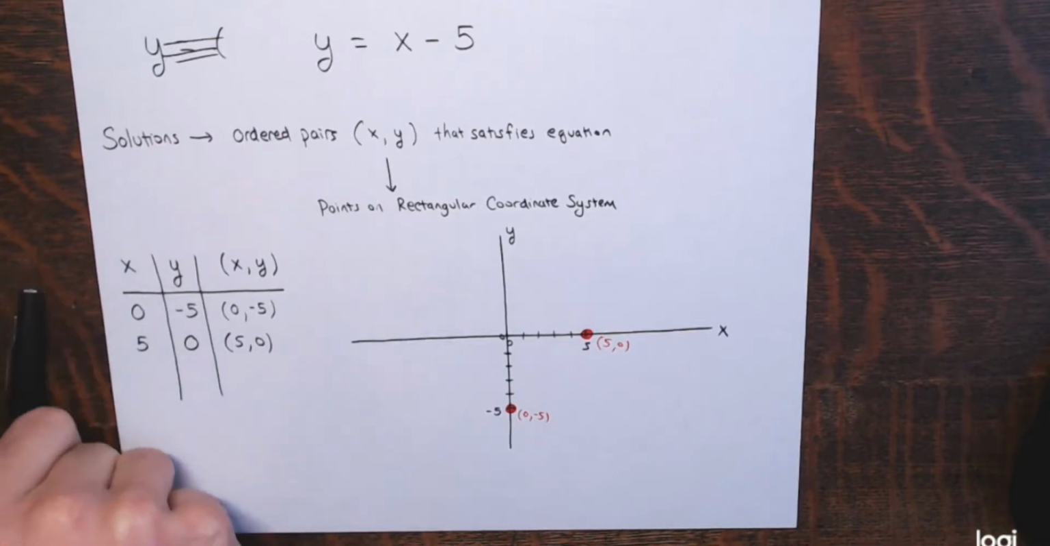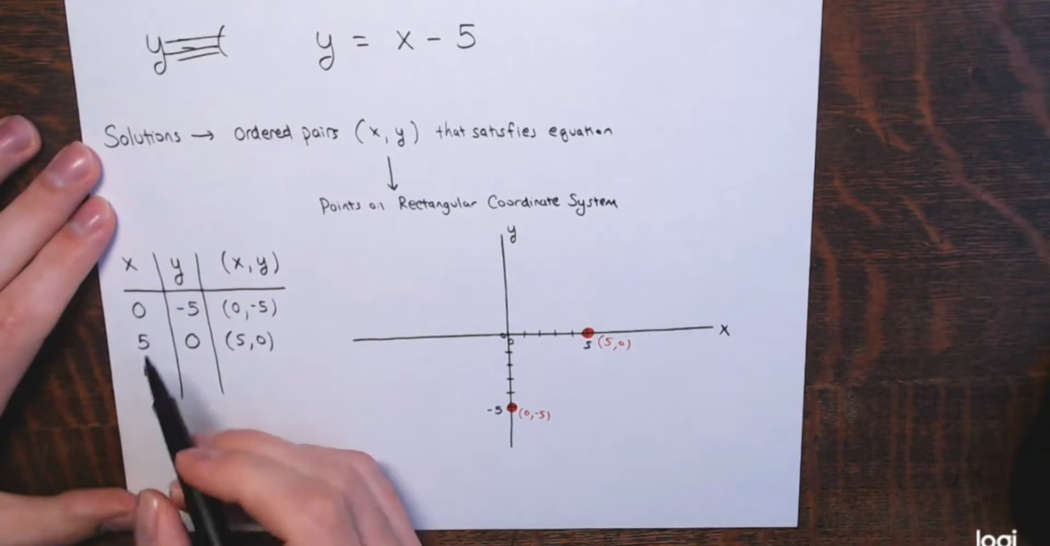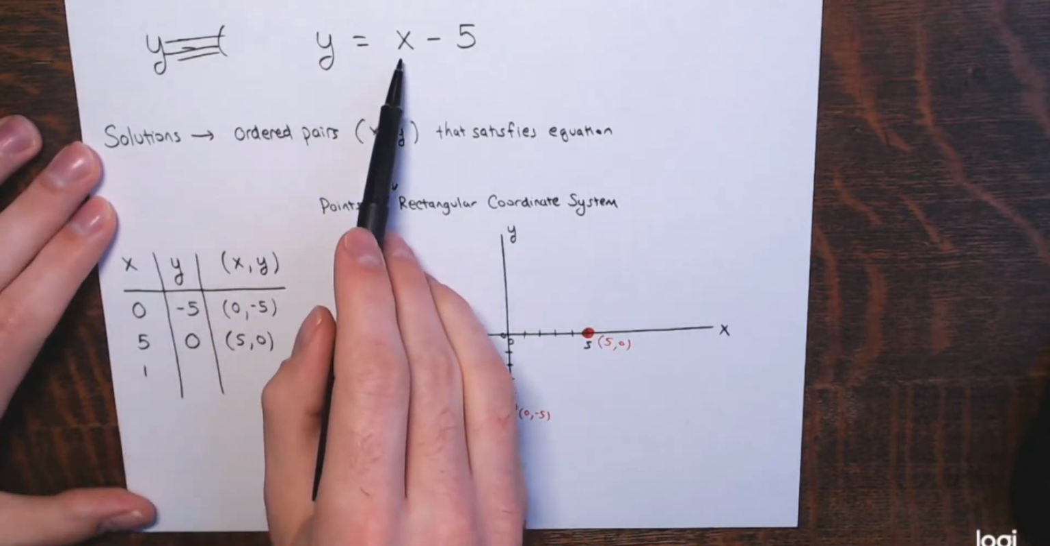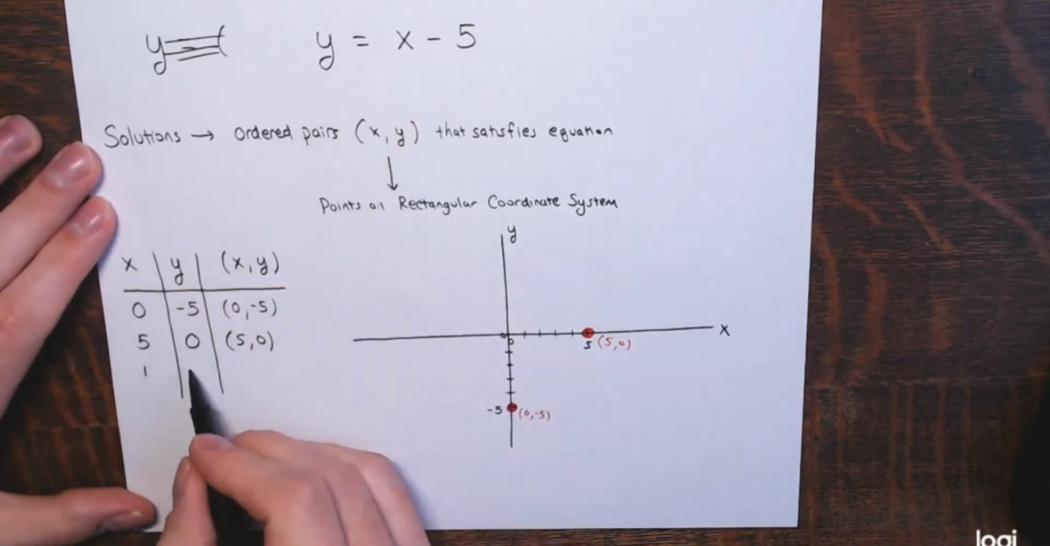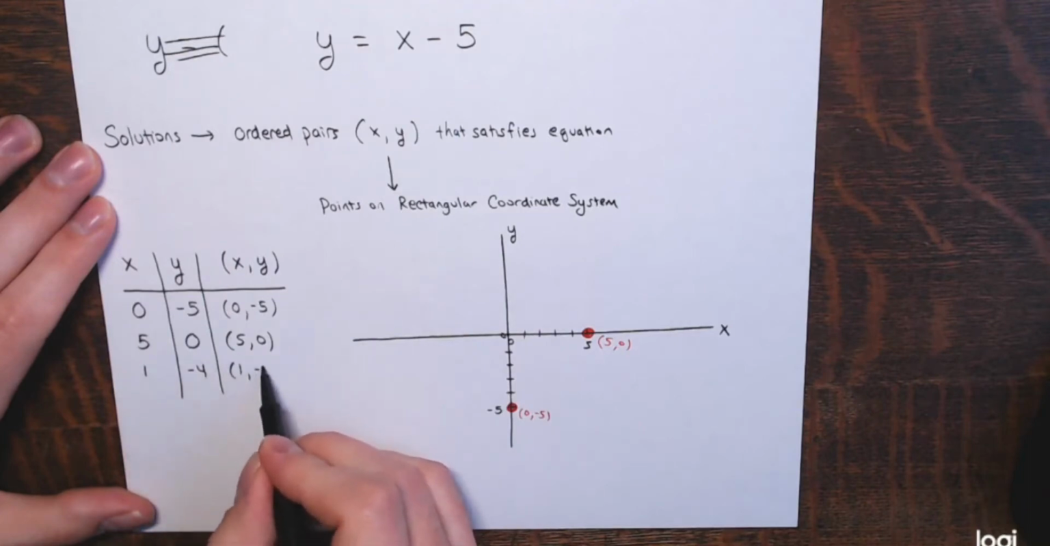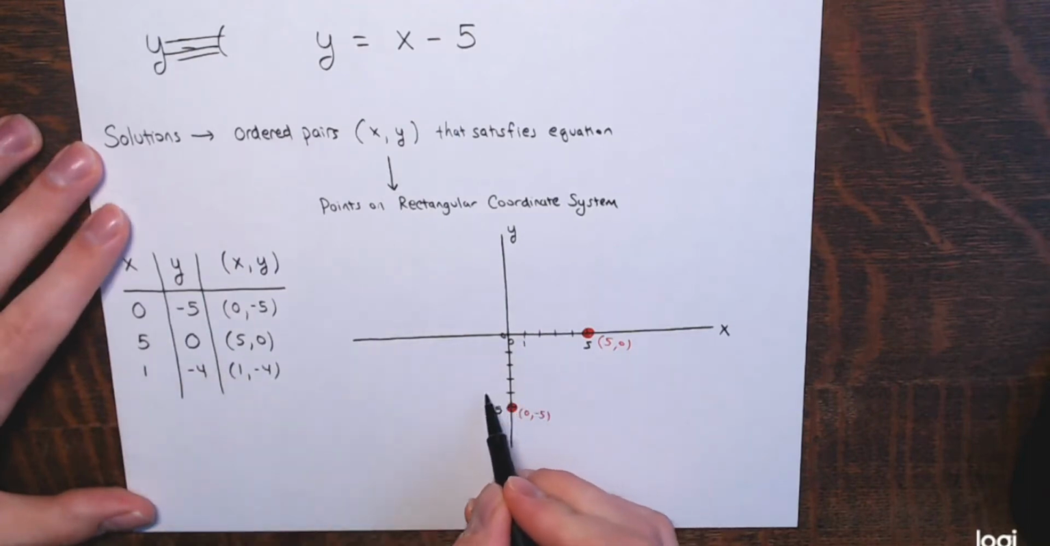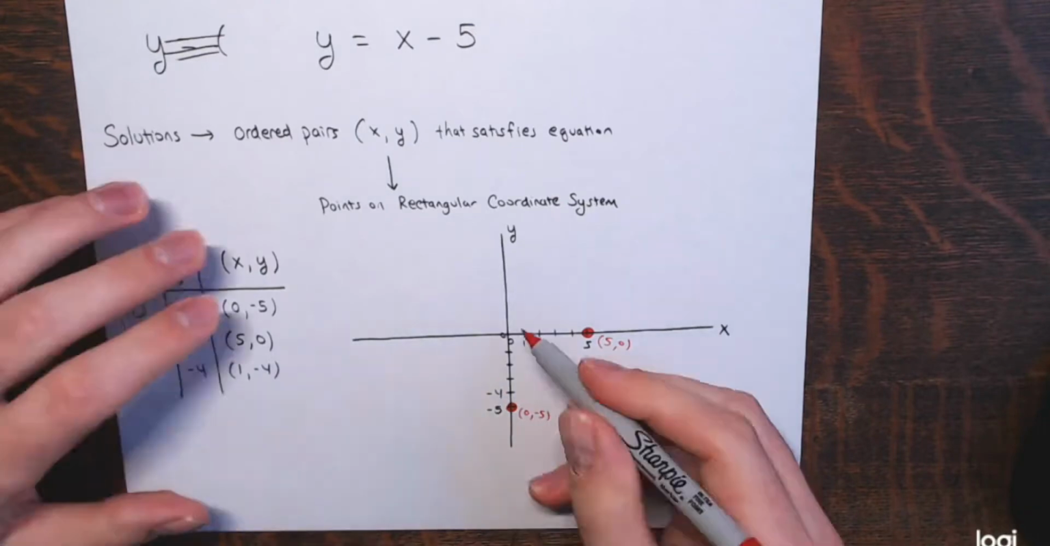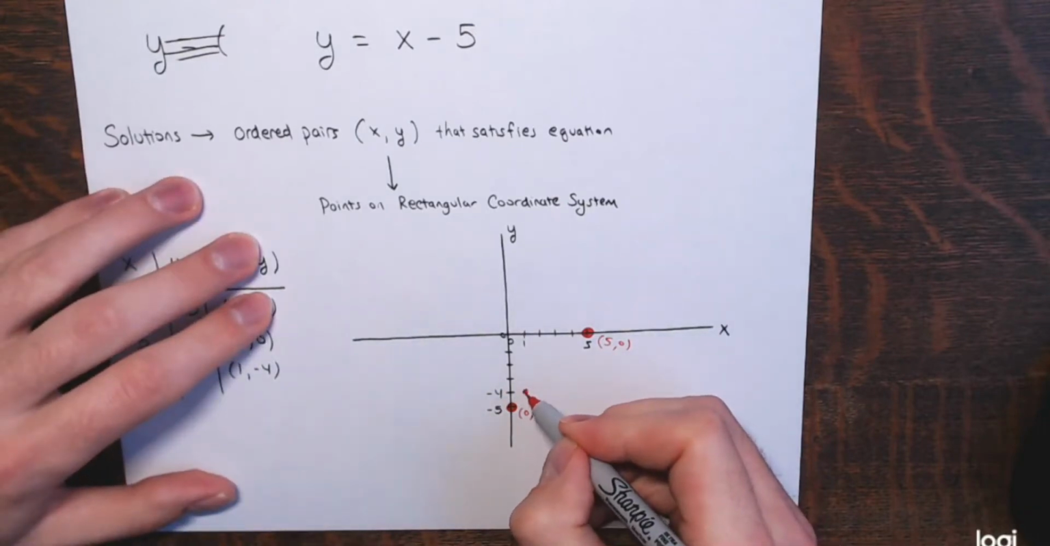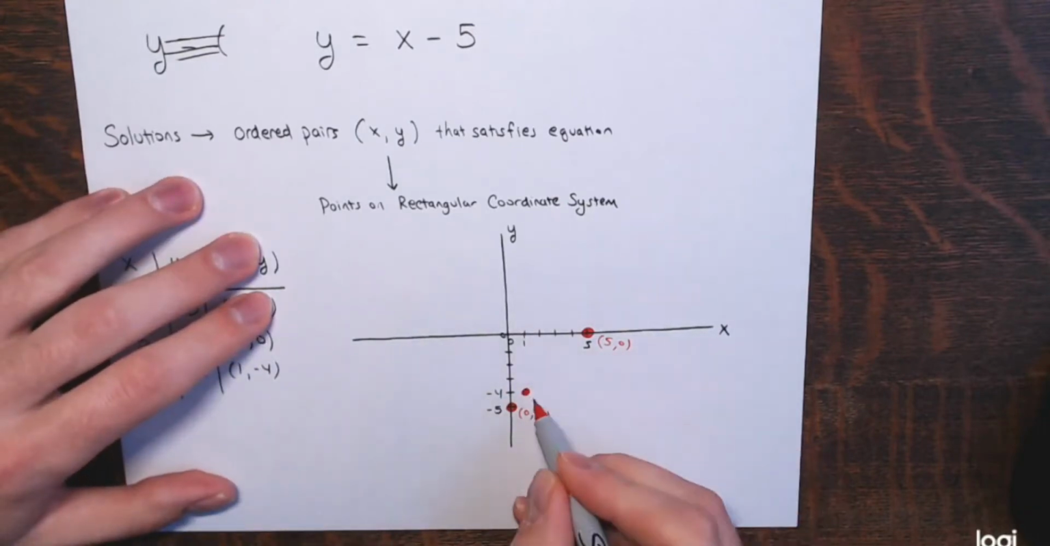Alright, well, what if x were 1? If x were 1, y would be 1 minus 5, or negative 4. So the ordered pair 1, negative 4. Right, so 1 on the x, negative 4 on the y. That's this point here. And if you have graph paper, that would be even better. But here's the ordered pair 1, negative 4.